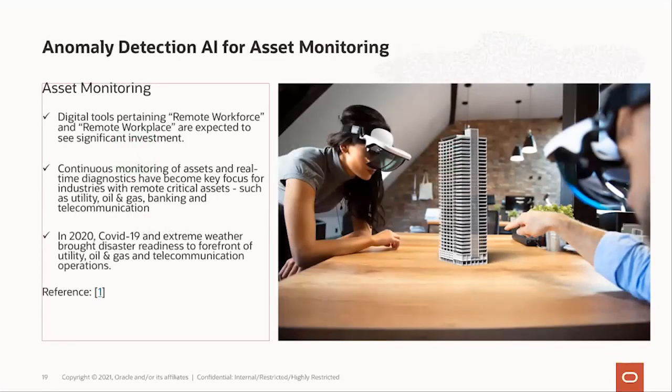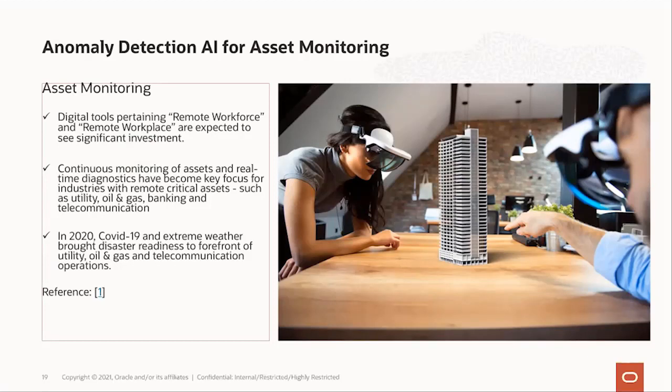The third and last focus vertical that I want to talk about is asset monitoring. Asset monitoring, as you know, encompasses quite a number of market verticals. For example, your telecommunication sector where you have remote assets, your oil and gas where you have remote assets or on-premise assets, your utility sector, and your banking sector where the asset you're monitoring could be your branch as well as your ATM booth. So asset monitoring pretty much encompasses all of this.